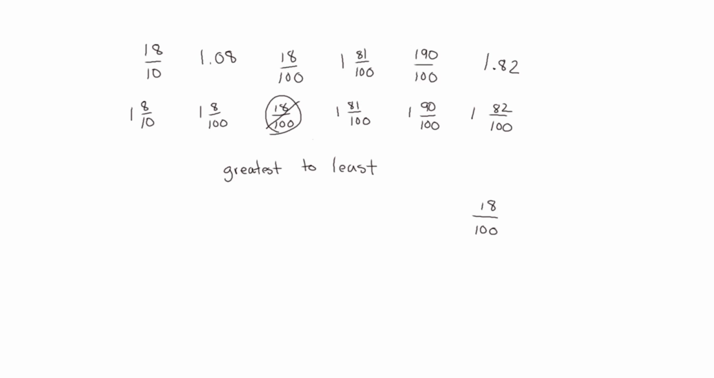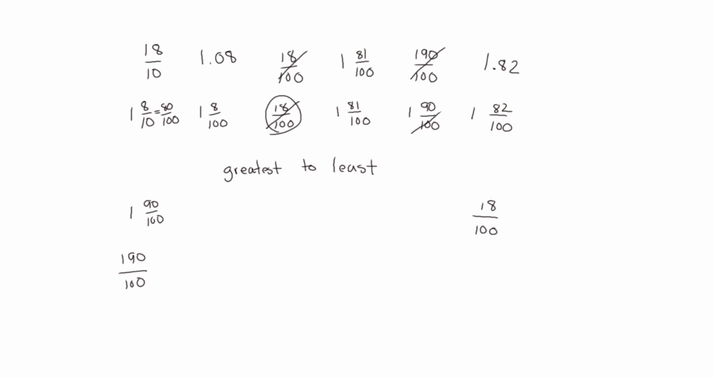So now we're going to look for the next highest fractional part. We see that 4 of these have hundredths. This one has tenths, so let's make this one hundredths also. So we have 80 hundredths, 8 hundredths, 81 hundredths, 90 hundredths, and 82 hundredths. So 1 and 90 hundredths would have to be the largest. And the original number was 190 hundredths. So we've done that one.